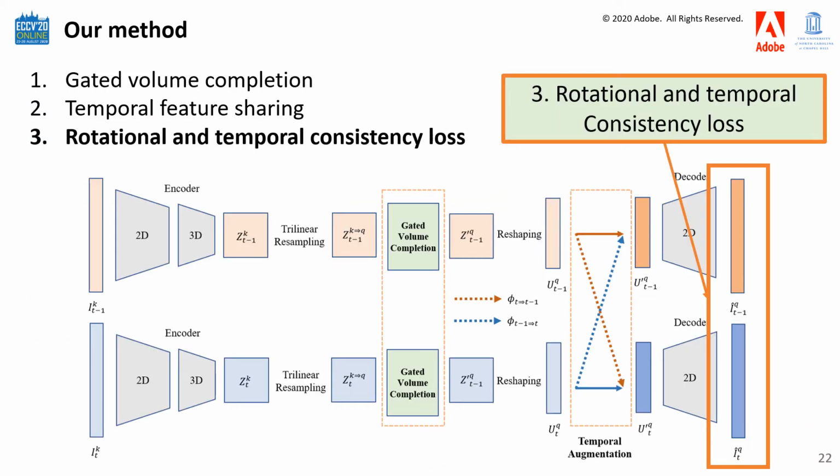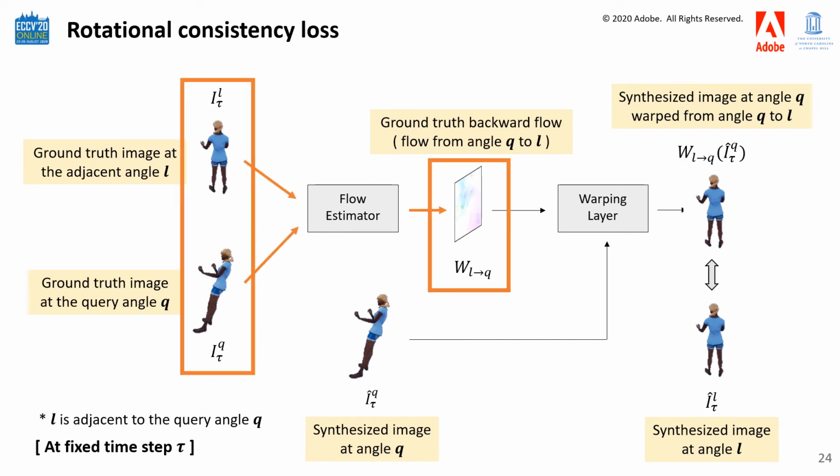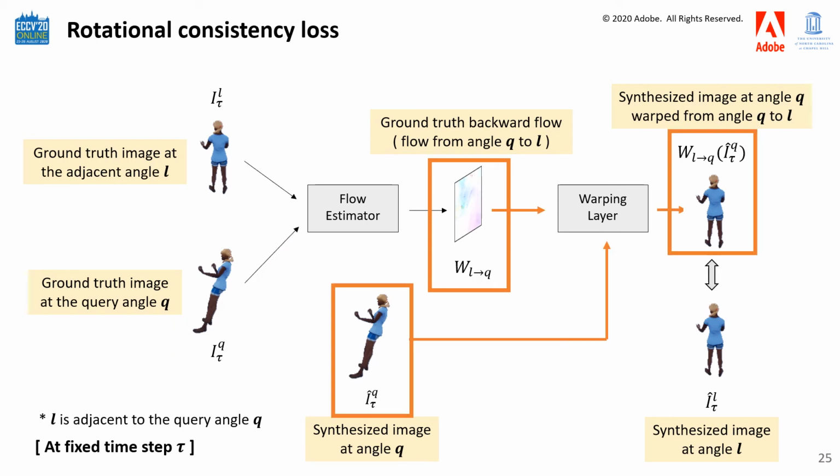Finally, we present a novel loss function that enforces rotational and temporal smoothness of the synthesis result. The rotational consistency loss is designed to let the network learn the consistency across the different adjacent angles. Optical flow is calculated between the two adjacent ground truth images at the query angle Q and the adjacent angle L. Then, in the warping layer, this flow is used to warp the pixels of the synthesized image at the query angle Q to the adjacent angle L.